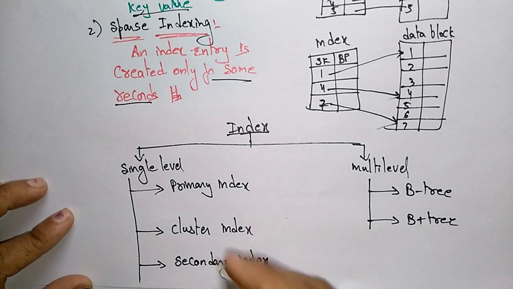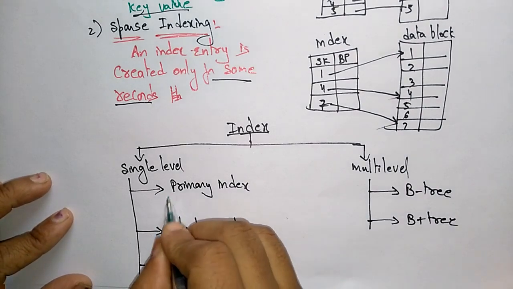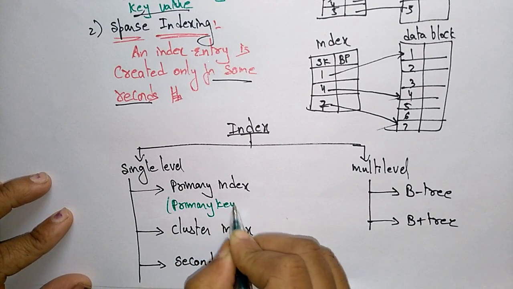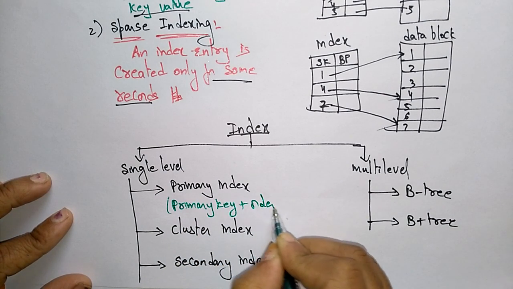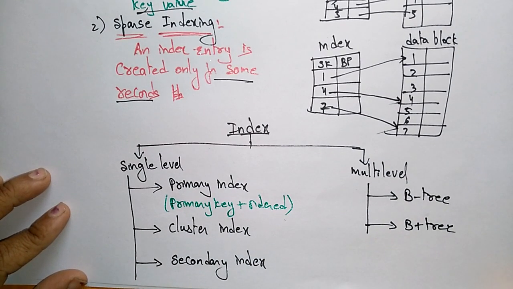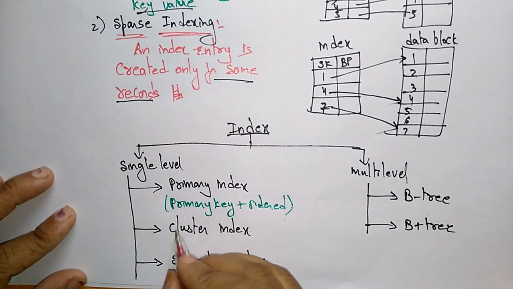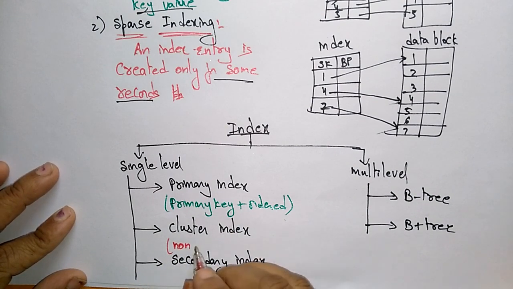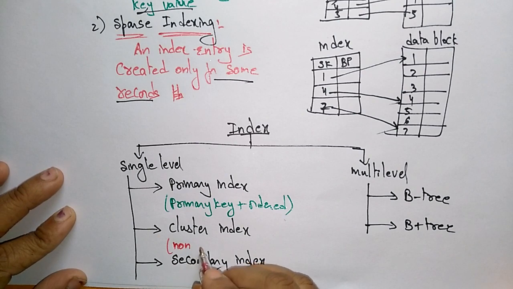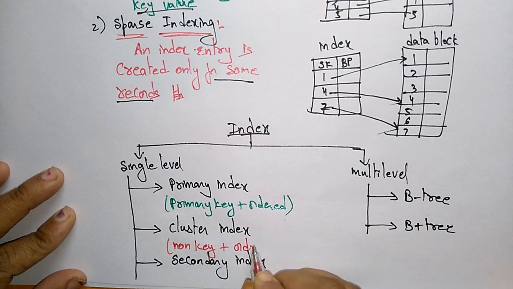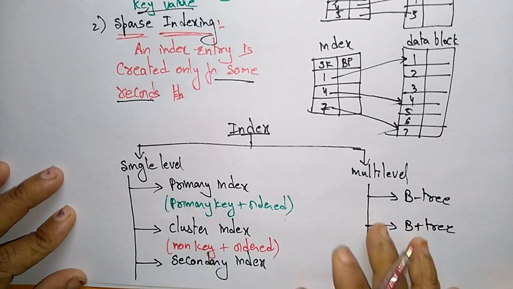Okay, so in single level, a primary index will use the primary key, plus whatever table you are using should be in order. And cluster index may not use the primary key. It depends upon the non-key attribute on the database table. Non-key plus, and the database table should be ordered.